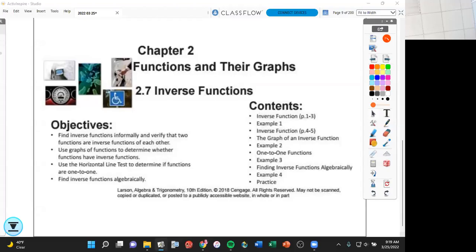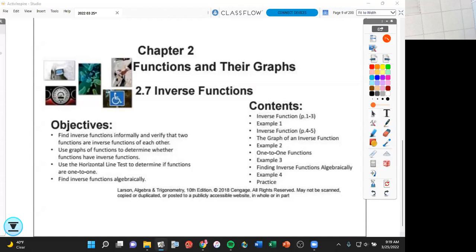2.7, we're dealing with inverse functions. We're going to find inverse functions informally and verbally, and verify that two functions are inverse. Look at the graphs of two inverse functions, and by looking at the graph, can we determine if they're inverse or not? And the answer to that is yes, we can.